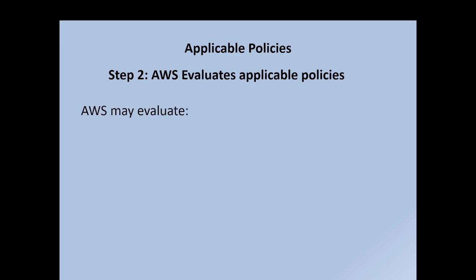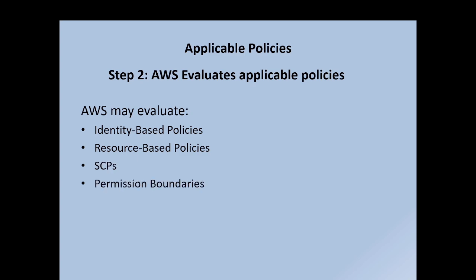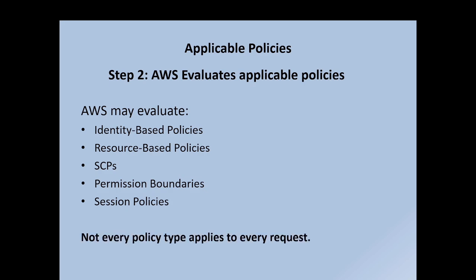Depending on the request, AWS may evaluate identity based policies, resource based policies, service control policies, permission boundaries, and session policies. Identity based policies are attached to IAM users, groups, and roles. Resource based policies are attached directly to the resources, such as S3 bucket policies. Permission boundaries define the maximum permissions that an IAM principal can have. SCPs act as a permission guardrail at the organization level. Now, session policies can further restrict permissions for a temporary session. The important point to note here is not every policy type applies to every request. AWS evaluates the policies that are applicable to the specific request.